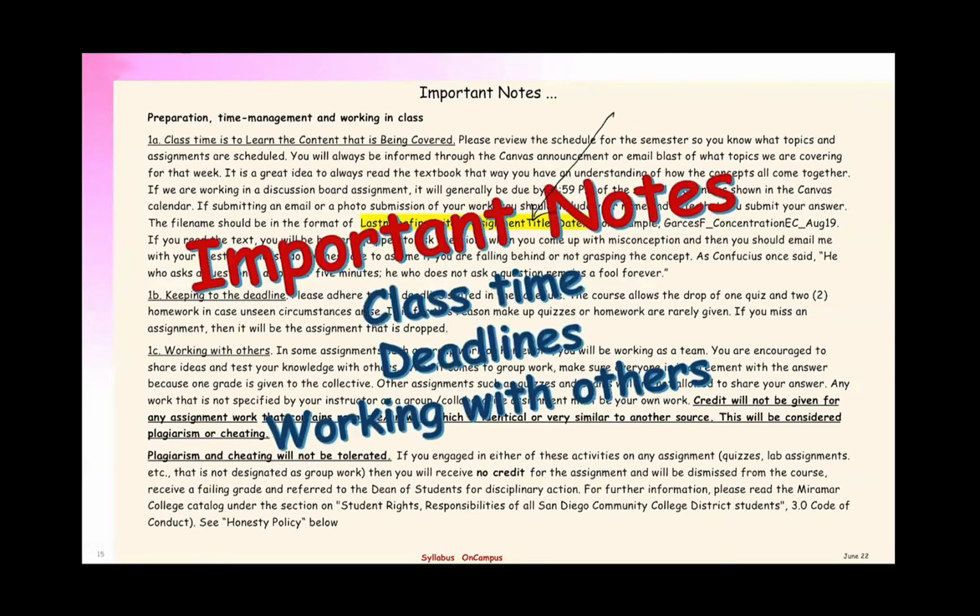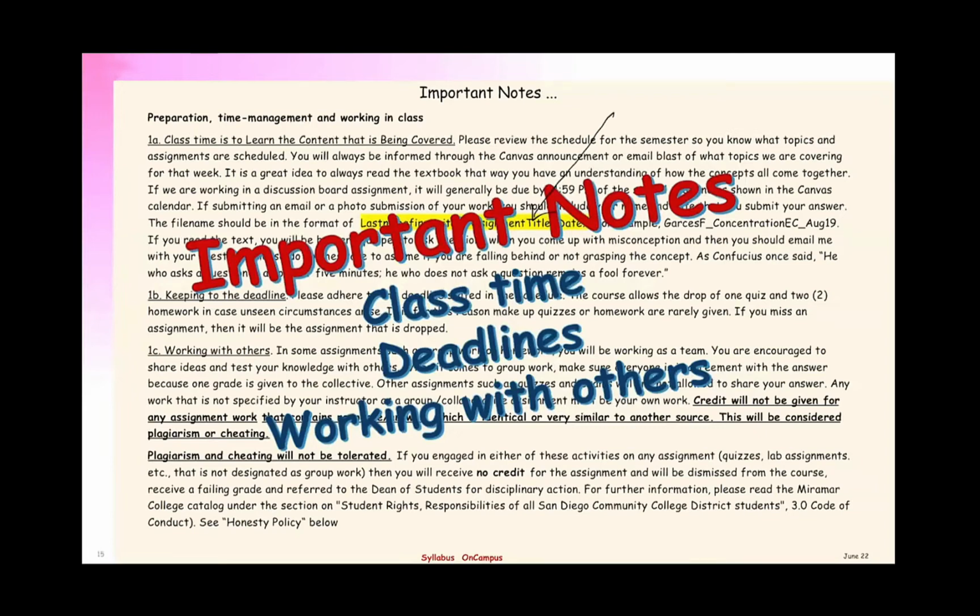That way I can find their work. Okay, so keep to the deadline as well. And if you work with others, that's fine, but it has to be your own work when you submit your assignment. If I see plagiarism or copying, then I'm going to question your work. It's okay to discuss with classmates how to work out a problem, but in the end, you've got to be responsible for your own work. Don't plagiarize, don't cheat.